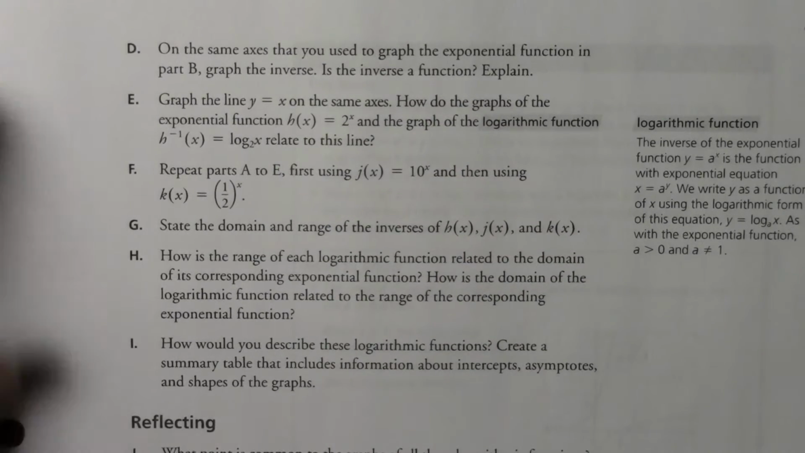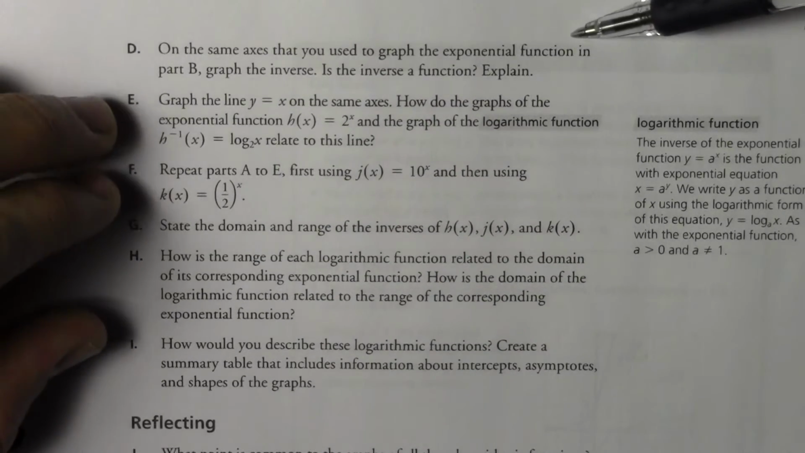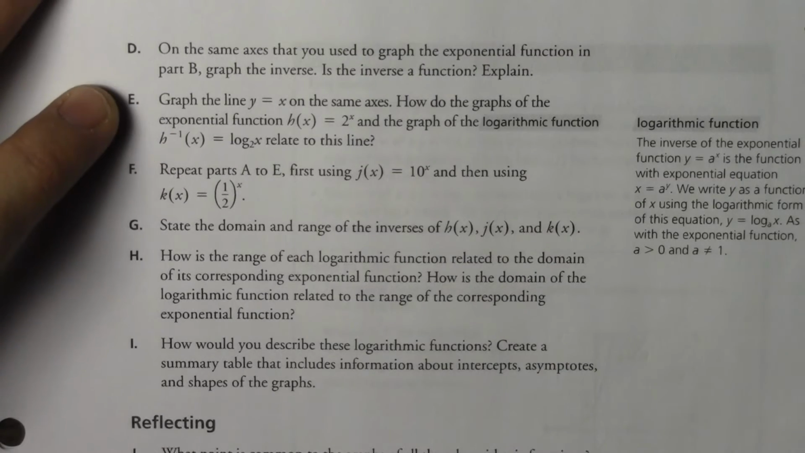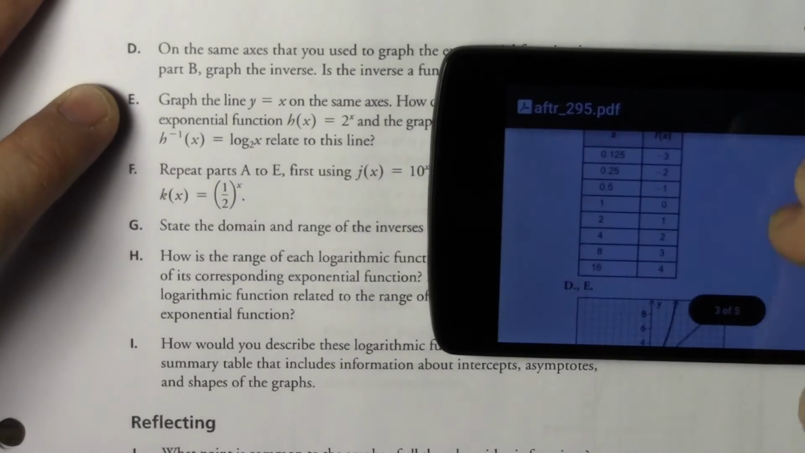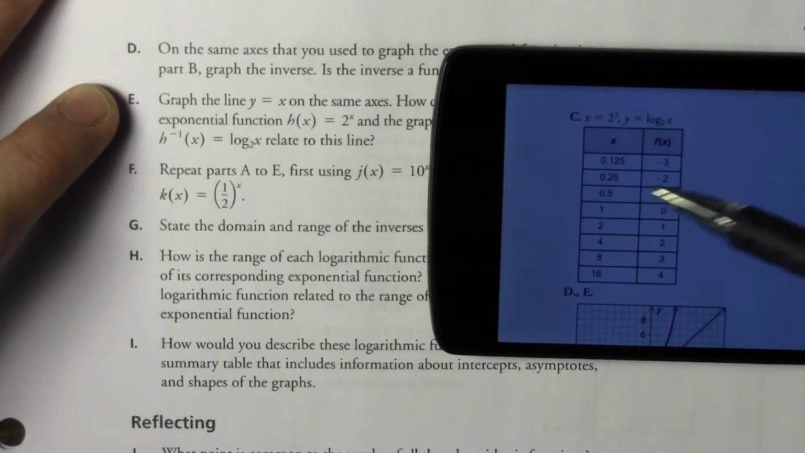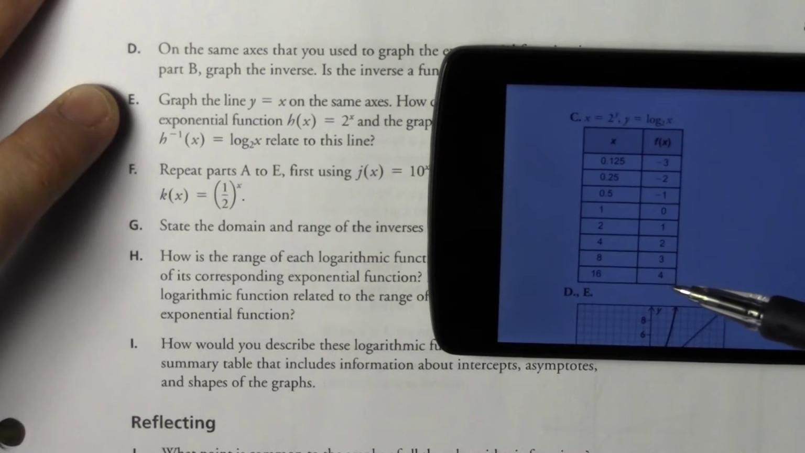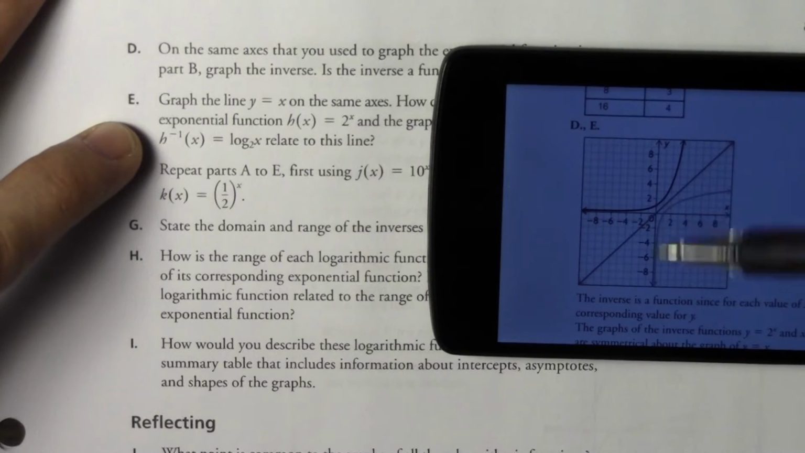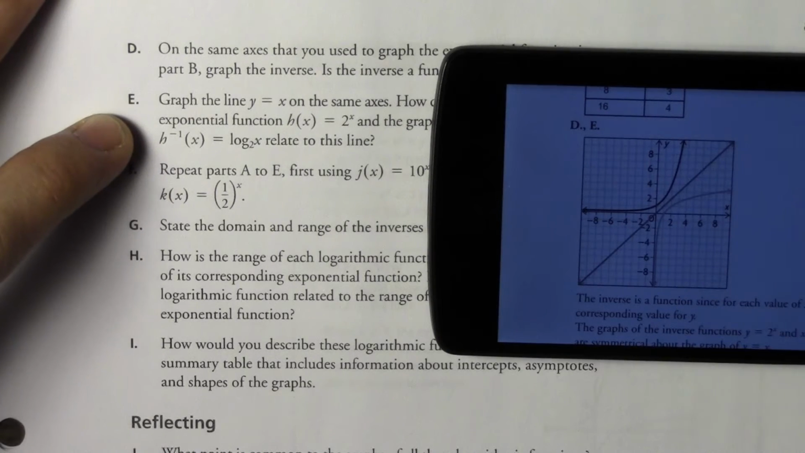Part D. On the same axis that you use to graph the exponential function in part B, graph the inverse. Is the inverse a function? Explain. The way we graph the inverse again is we create the table of values by just switching the points, and then we just graph it. And we got this graph here. It is a function because it passes the vertical line test.